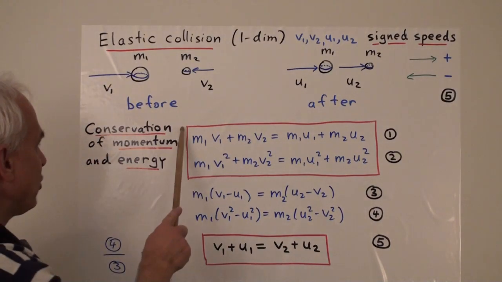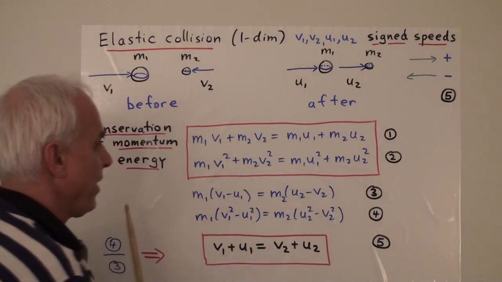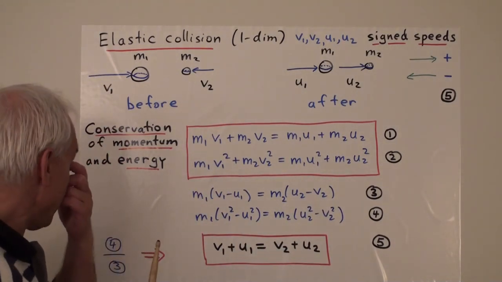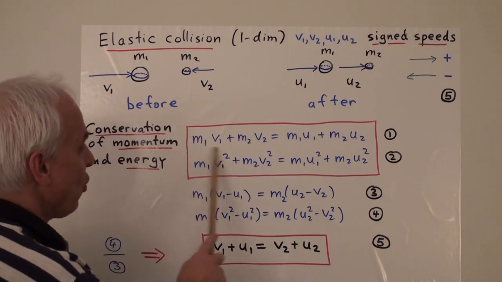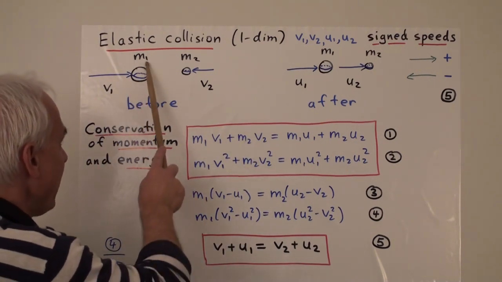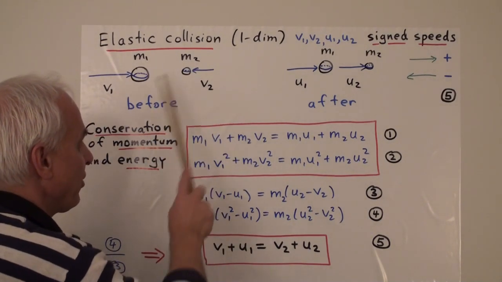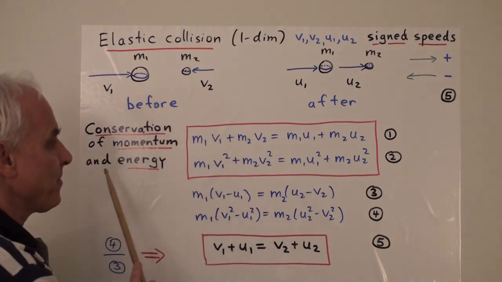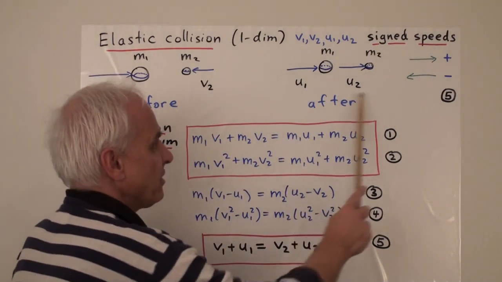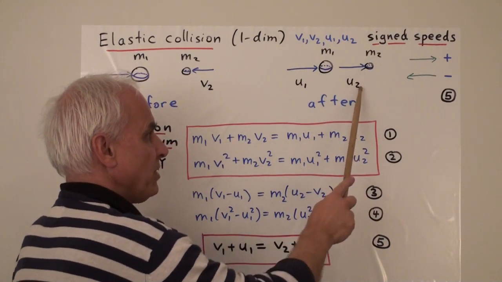All right, so here we have our two conservation laws. Conservation of momentum right here, and conservation of energy right here. So our first law says that the total momentum before, which is the momentum of this particle, m1 times v1, plus the momentum of this particle, m2 times v2, the initial momentum has to be equal to the momentum afterwards, which is m1 times u1 plus m2 times u2.